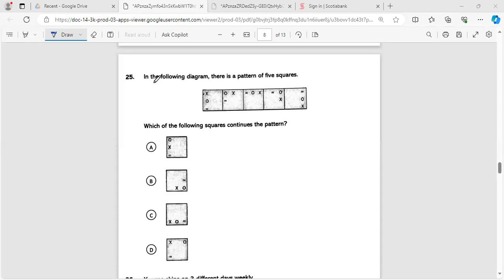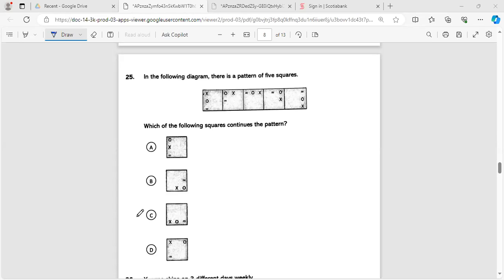All right, so it says in the following diagram, there's a pattern of 5 squares. So these are the 5 squares, right? And we are to observe whatever pattern is happening. Which of the following squares continues the pattern? What's the answer? C. B. C as in cat? I said B. B. C. All right, wait, guys.